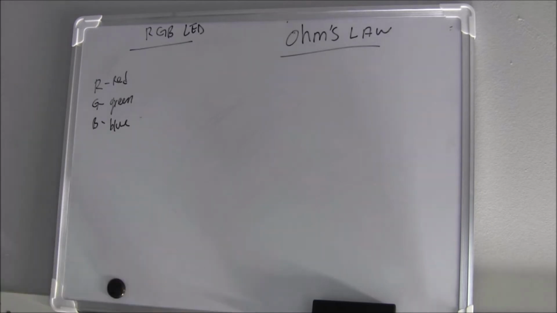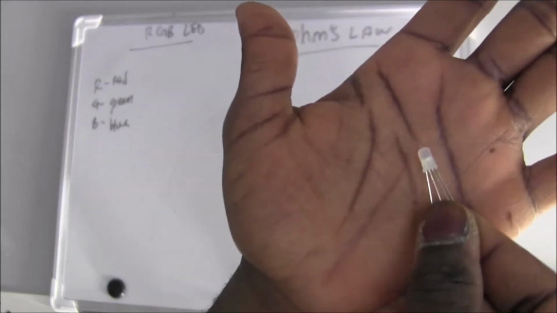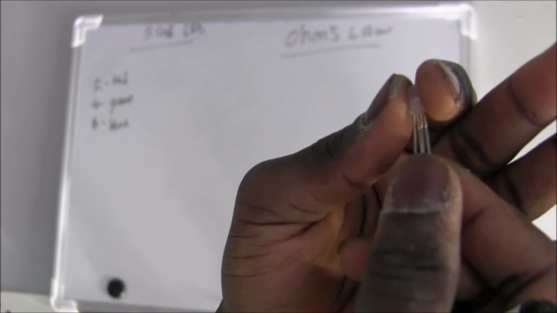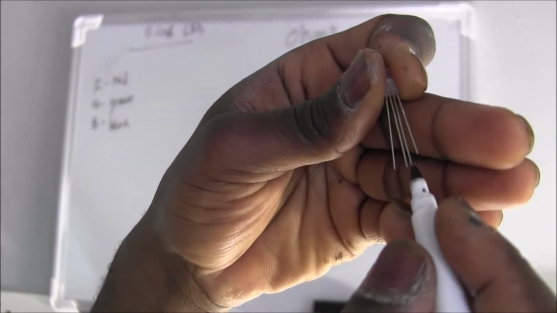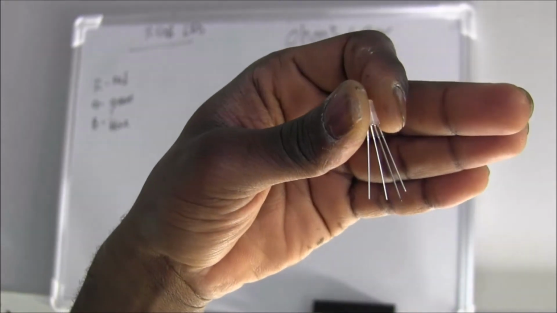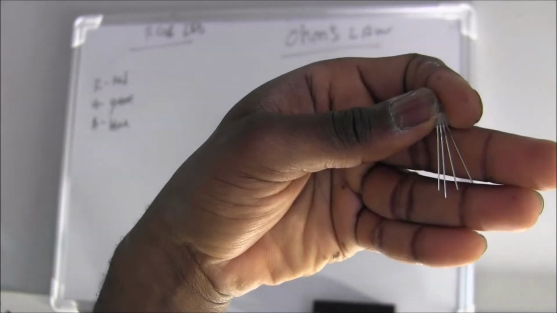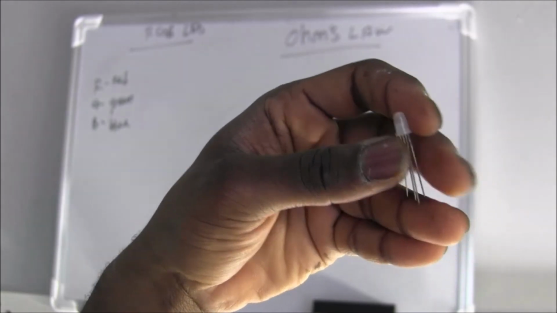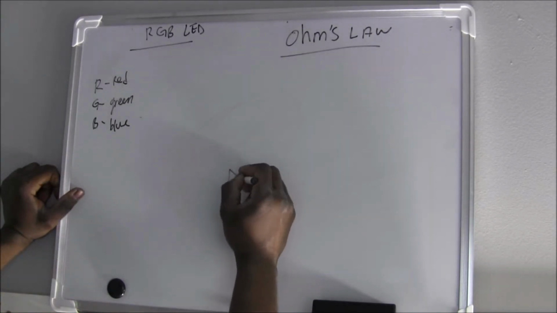I'm going to show you an LED here. This is an RGB LED. As you can see, it is one LED with 4 pins. The one pin you see here is longer than the others. The longer pin is the minus, the cathode, and the short one is the anode, the positive. I'm going to draw it there so that you have a nice visual about it.